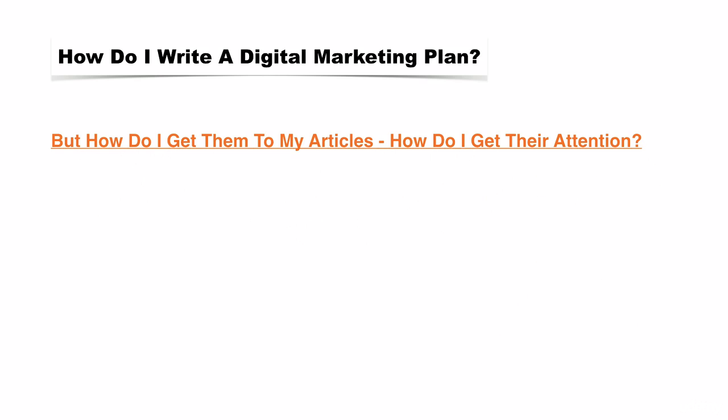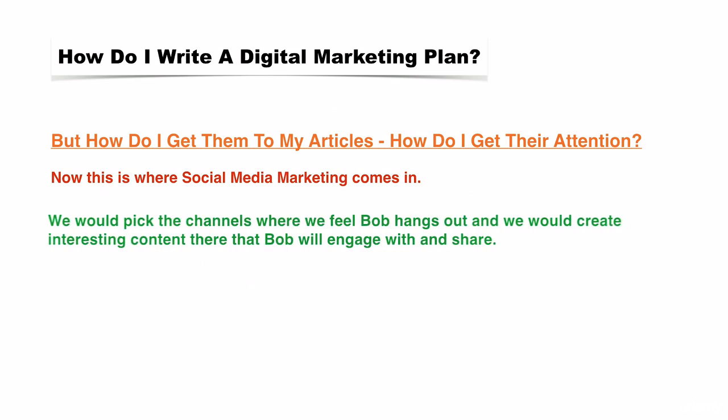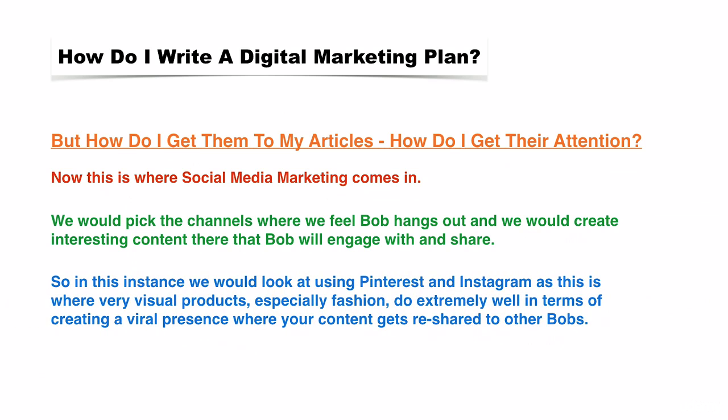But what's the attention phase? This is where social media marketing comes in. We would pick the social channels where we feel Bob hangs out, and we would create interesting content there that Bob will engage with and share. So in this instance, we would look at using Pinterest and Instagram, as this is where very visual products, especially fashion, do extremely well in terms of creating a viral presence where your content gets reshared to other Bobs.